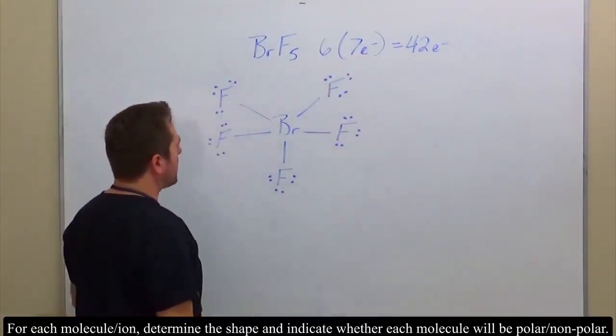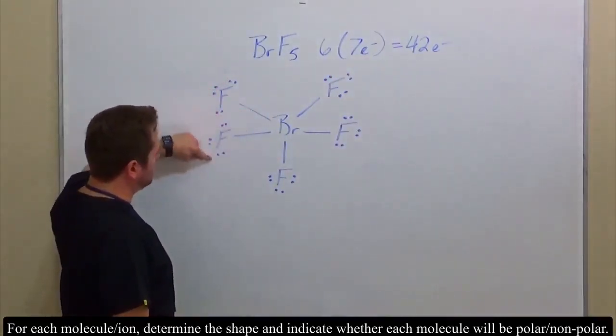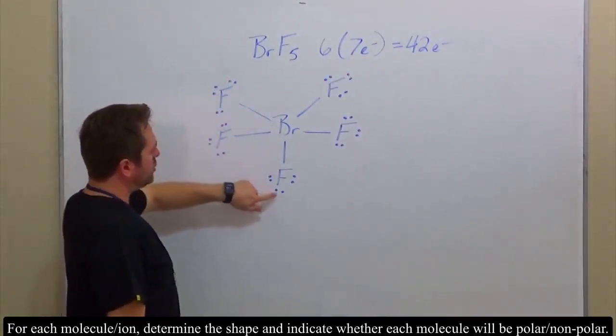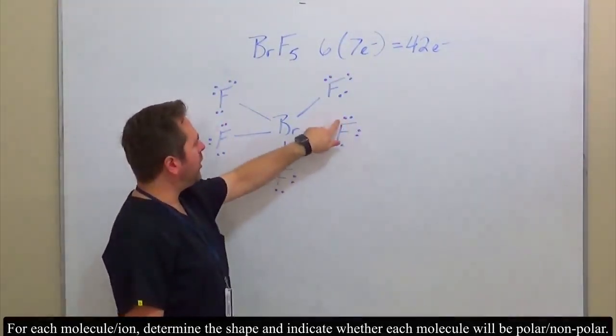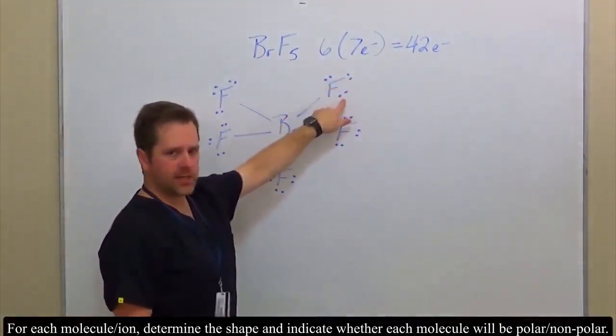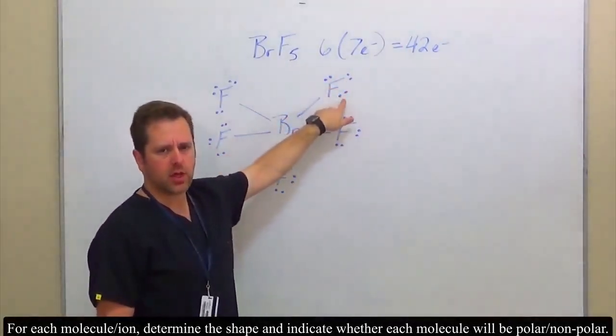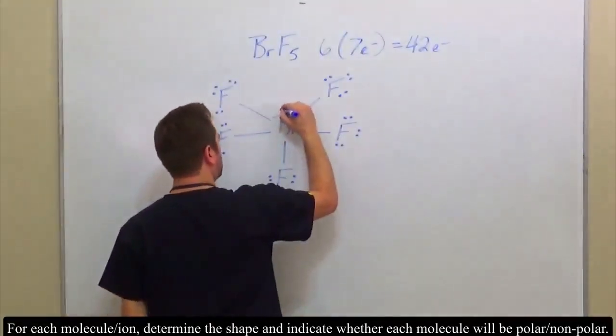Okay, let's do our accounting. 2, 4, 6, 8, 10, 12, 14, 16, 18, 20, 22, 24, 26, 28, 30, 32, 34, 36, 38, 40. So we're missing 2 electrons. Well, we can put them on the bromine. Don't get freaked out by all these bonds, guys.